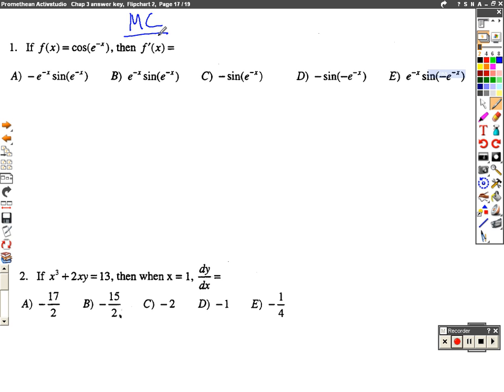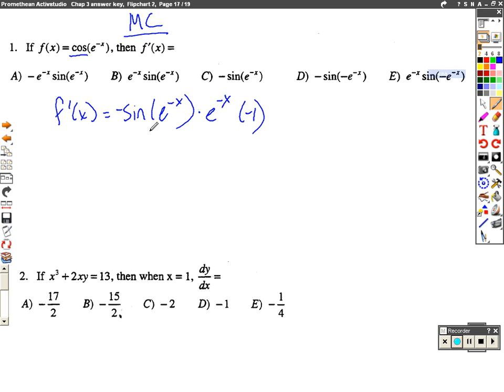Okay, so number one, if the function is equal to that, then the derivative of the function is just a straight derivative, so f prime of x is the derivative of the cosine, which is negative sine. Keep the inside exactly the same. Now we multiply by the derivative of the inside. The derivative of e to the u is e to the u times the derivative of u.